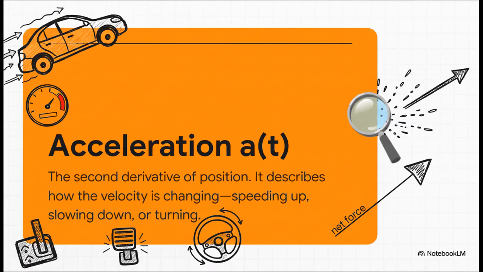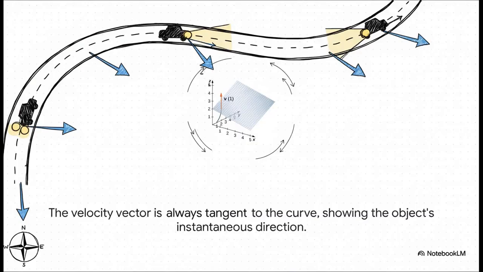And this is where we really start to see the connection to physics, because acceleration is the direct result of forces. And check this out, because it's such a brilliant visual. The velocity vector, at any point on the path, is always tangent to the curve. It literally points exactly where the object is going at that one precise instant. The perfect analogy is the headlights of a car on a winding road at night. They're always pointing straight ahead, right along the curve of the road.